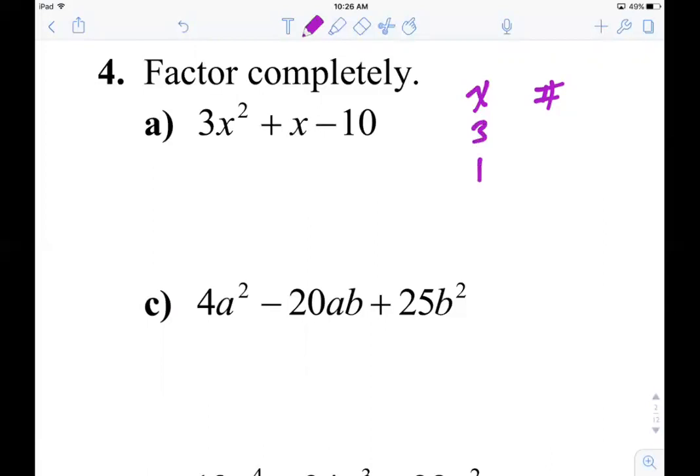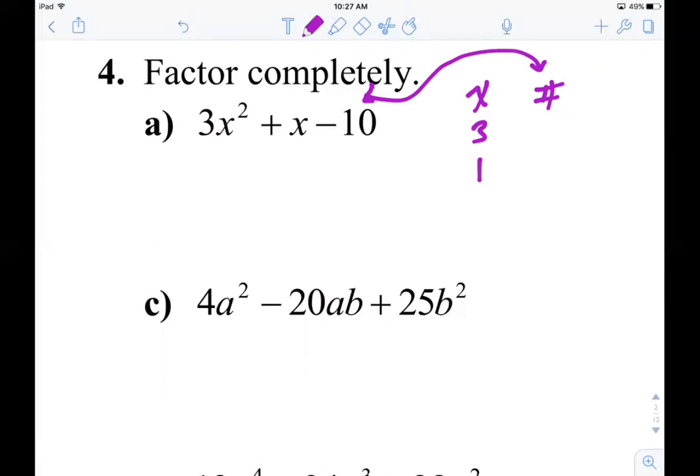And then I have different combinations for my second piece in each bracket. The different combinations for the second piece in each bracket are things that have to multiply to give me this value of negative 10. So I'm looking for two numbers that multiply to give me negative 10. This is where the systematic trial and error process is going to come in. You may have to try many different combinations.